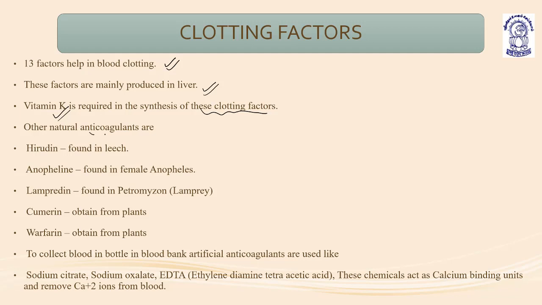Other natural anticoagulants are hirudin, which is found in the leech, and anopheline, which is found in the female Anopheles mosquito. That is why it keeps on taking up the blood meal without the blood getting coagulated. Lamperidine is present in Petromyzon, or lamprey.